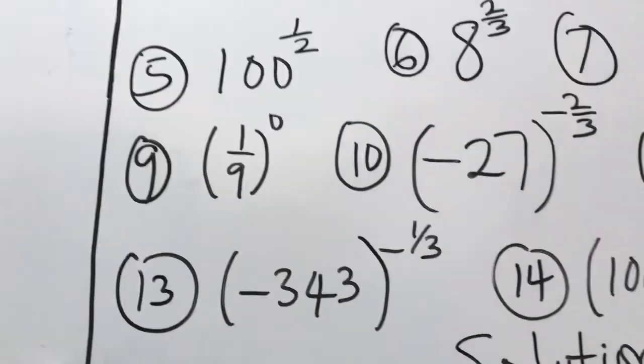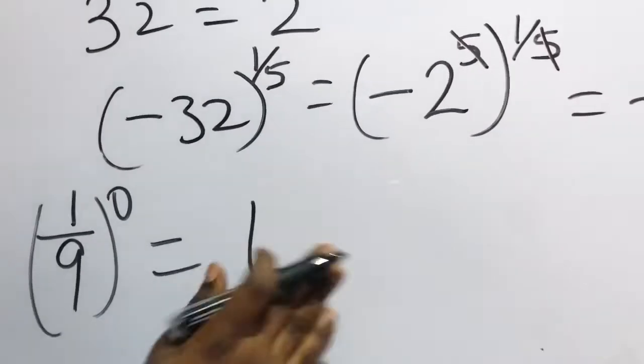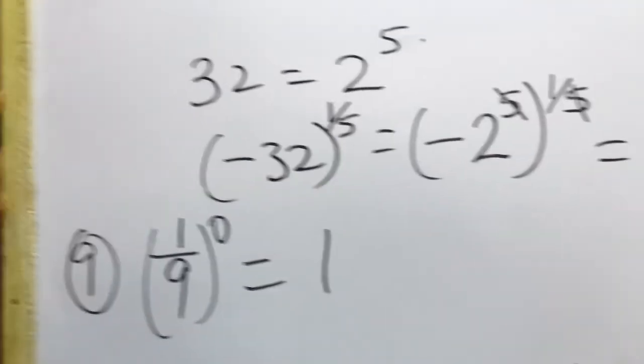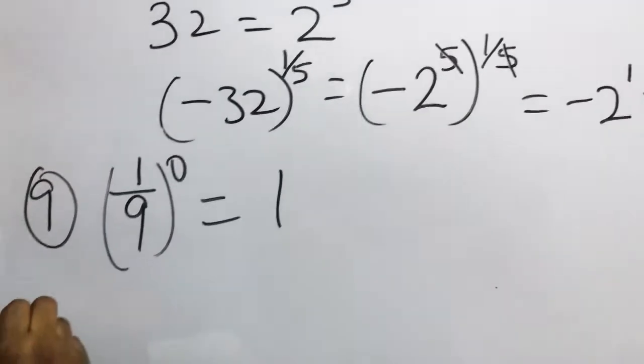1 over 9 raised to the power of 0 is equal to 1. It means that any number raised to the power of 0 is equal to 1. So number 10.